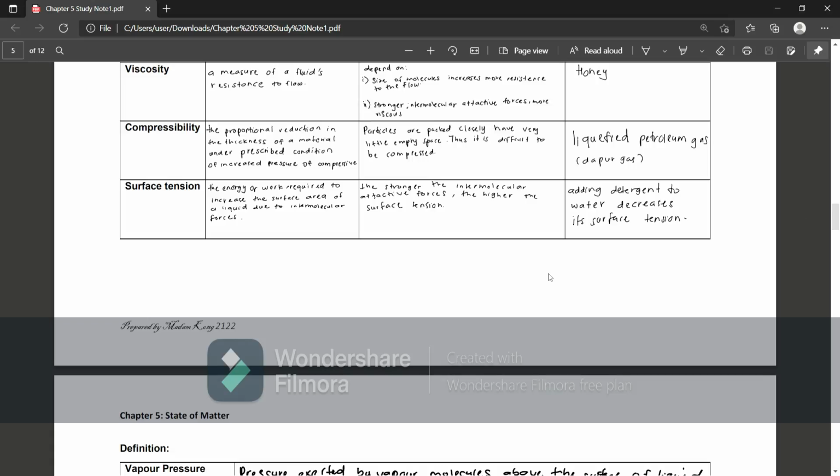For surface tension, it is the energy or work required to increase the surface area of a liquid due to intermolecular forces. Description: the stronger the intermolecular attractive forces, the higher the surface tension. For example, adding detergent to water decreases its surface tension.